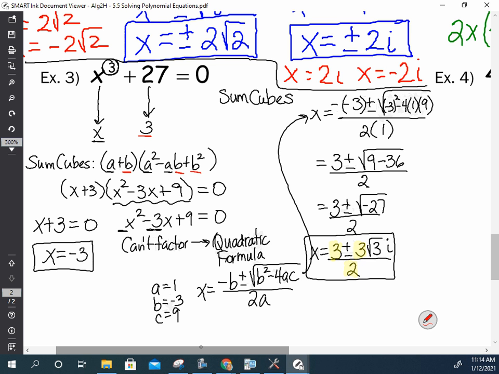Check to make sure that you have the right number of answers. You're supposed to have 3. There's 1. Plus or minus means there's 2, there's 3. Problem's over.